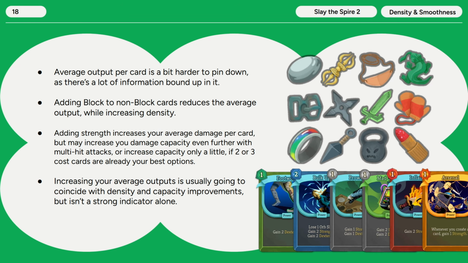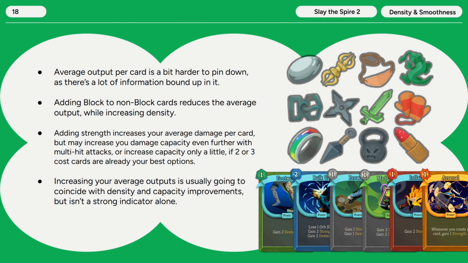And your average output per card, it is definitely a bit harder to pin down as there is a lot of information bound up in it. But adding block to non-block cards reduces the average output while increasing density. Adding strength increases your average damage per card, but it may increase your damage capacity even further with multi-hit attacks as well, right? Multi-hit scales with strength multiple times over. Or increase your capacity only a little if only 2 or 3 cost cards are already your best options.